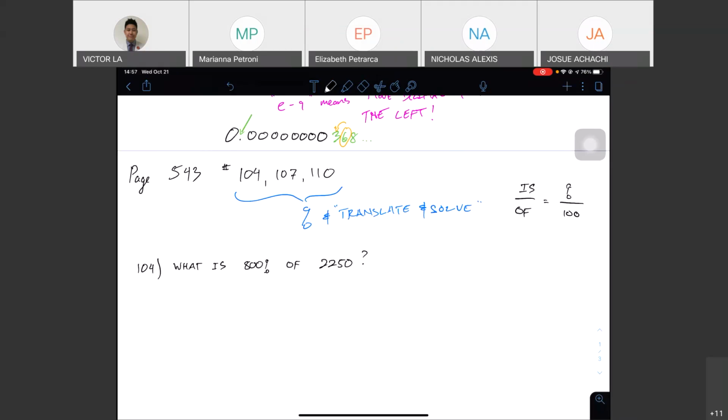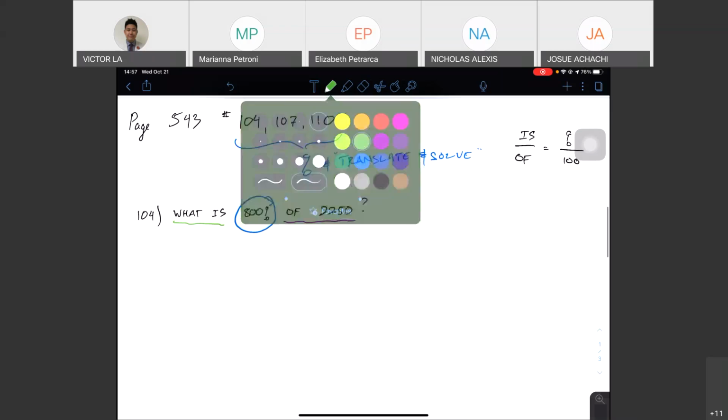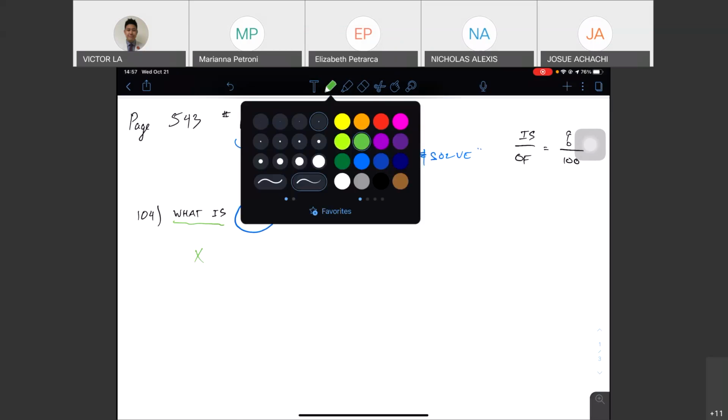And you just correspond via color what I have right here. What is, you don't know what that is, so that's the is that remains blank, of 2250. So any number following immediately of is the number in question. A percent is a percent. And the last thing you need to remember is that, with the percent, you don't need to move any decimals when you set it up in this proportion because it's always under 100. So let me color code this fraction.